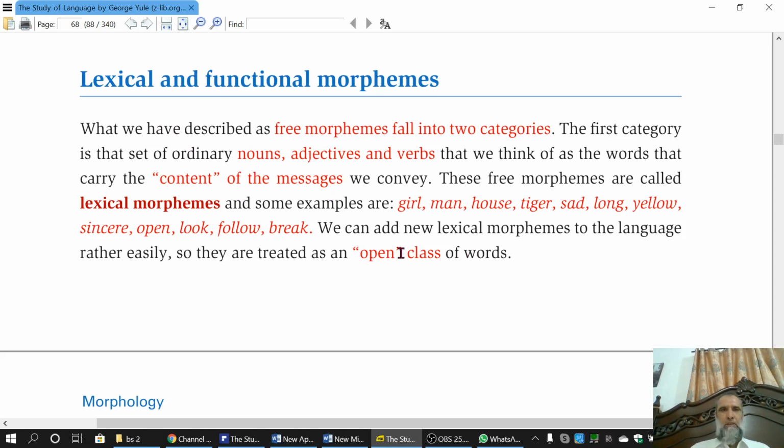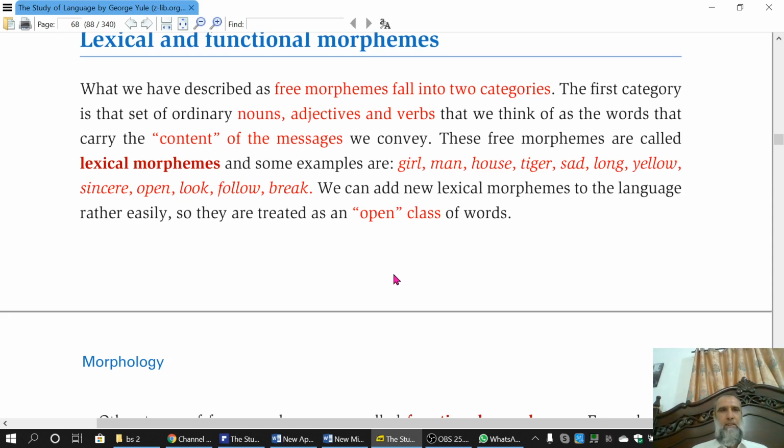open class because it consists of nouns, adjectives and verbs. These are the types of words or morphemes which are open in the sense that new words can be added to these. For example, new nouns are created. The word computer, for example, was not present 100 years ago. So new words can be added to them, and therefore it is called an open class.